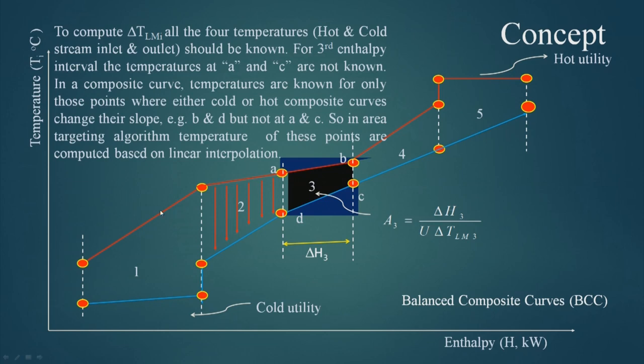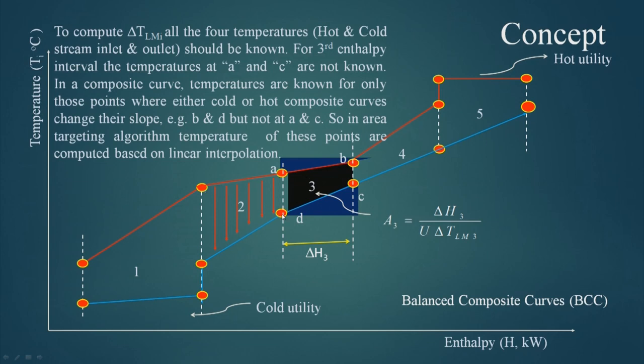Similarly, here we see that where there is a change in the slope, from here we see there is a change in slope in this zone. So, this point is always known. Similarly, if we see the slope is changing at this point. So, this temperature is known to us, but the slope is not changing from this point to this point.